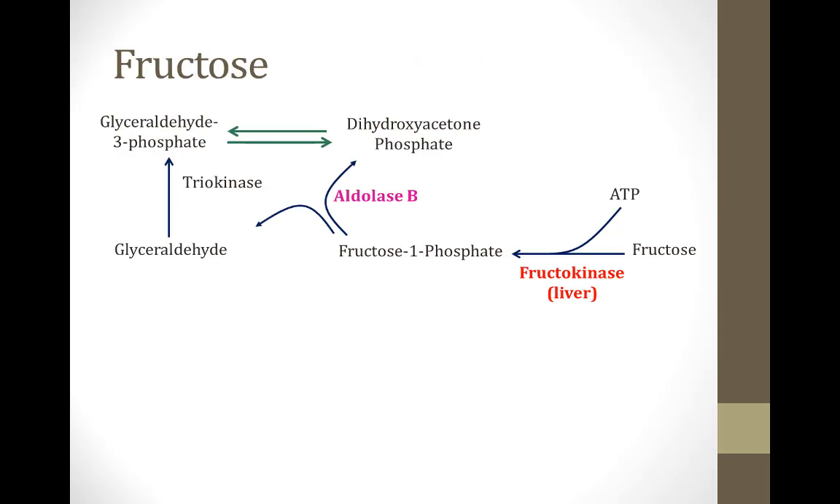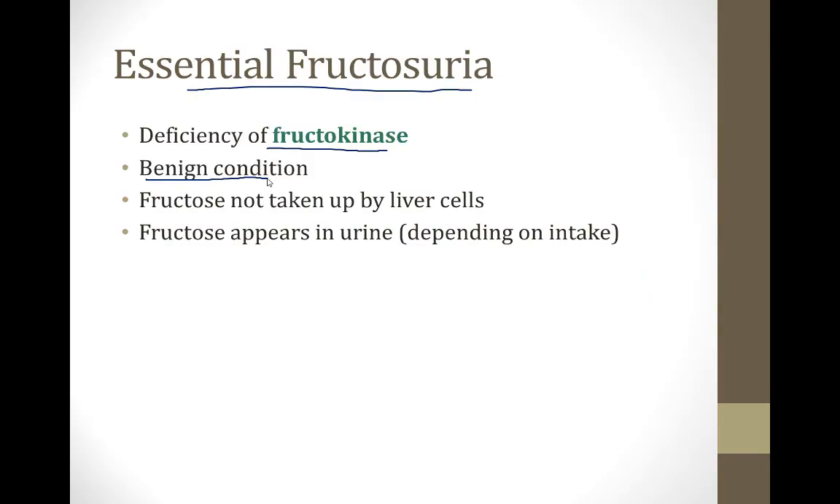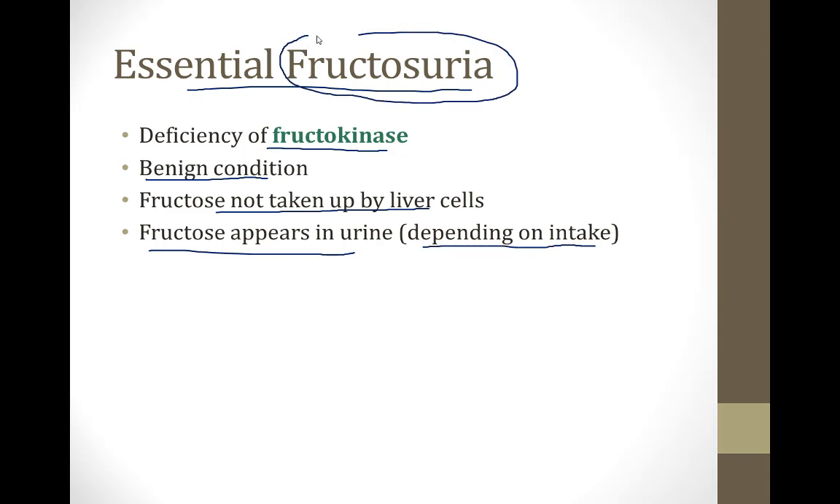Going back a couple of slides, recall that fructokinase is found in the liver, and it catalyzes the first step of fructose metabolism, conversion of fructose to fructose 1-phosphate. So if this enzyme is missing, you won't be able to metabolize fructose, and it will circulate in your blood and spill out in your urine and get excreted in the urine. This is a benign condition. Fructose will not be taken up by the liver cells, as I said before, and the only abnormality is that fructose will appear in the urine depending on how much you take in, and that's why it's called essential fructosuria.